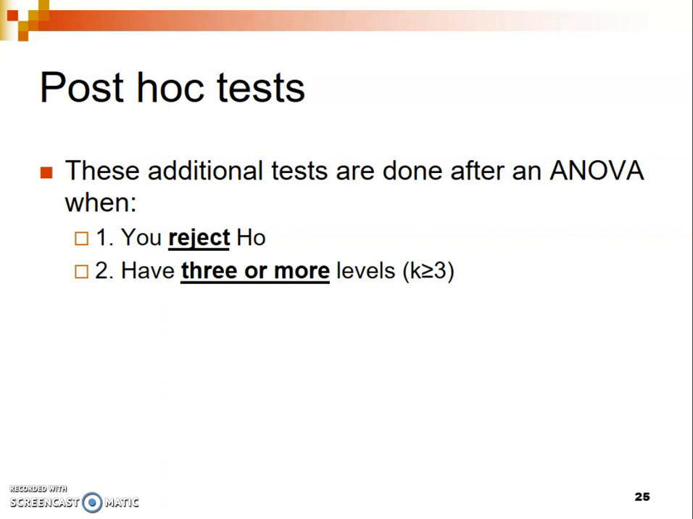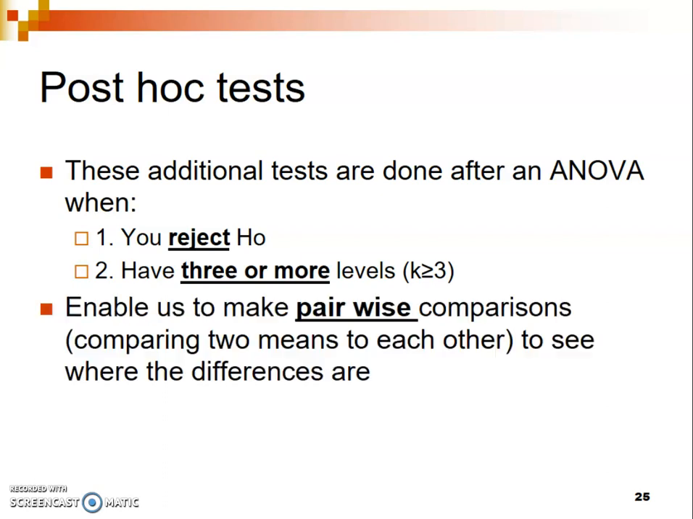Again, you also have to have made that decision to reject the null hypothesis. Had you failed to reject the null hypothesis, you are already saying that none of those groups are significantly different, so you don't need to do this additional post-hoc test. So you need to meet those 2 requirements in order to do the post-hoc test. And remember that just like in the last chapter, post-hoc tests allow us to make what are referred to as pairwise comparisons. And what that means is that it allows us to compare 2 means to each other at a time, to see whether or not those 2 means are different from each other.